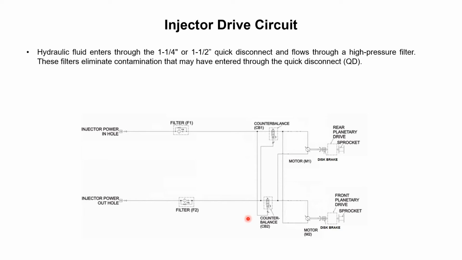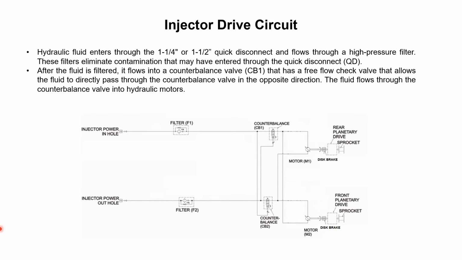Hydraulic fluid enters through a 1/4 inch or 1.5 inch quick disconnect. From this point, hydraulic fluid will enter and flow through a high pressure filter. These filters eliminate contamination that may have entered through the quick disconnect. So the purpose of this filter is to remove any external particles which have been introduced into the hydraulic oil when we are connecting this coupling.